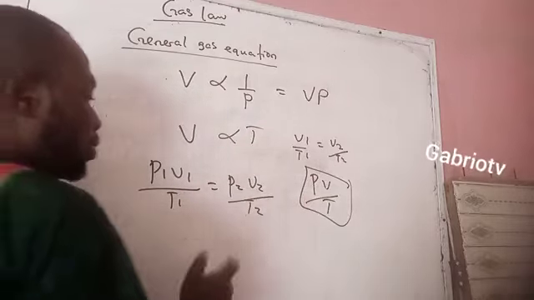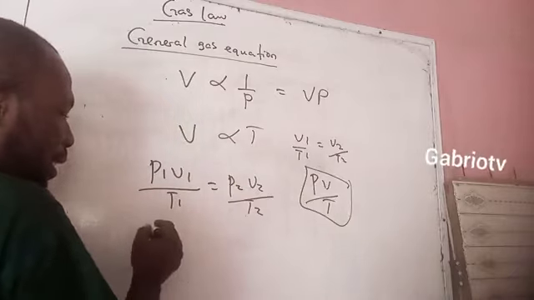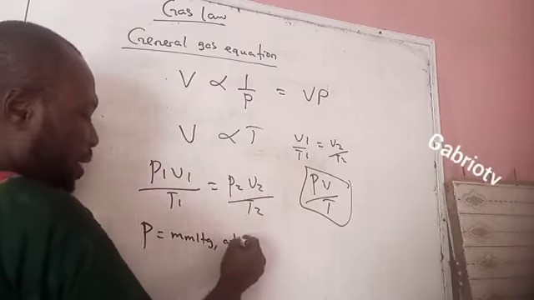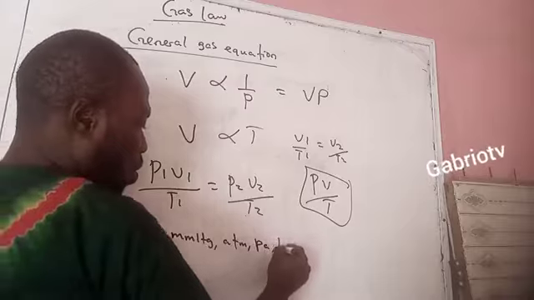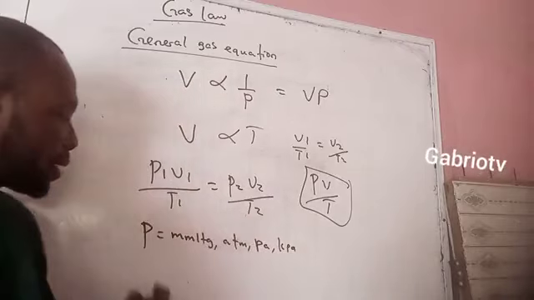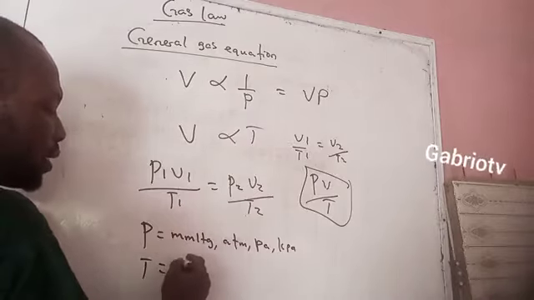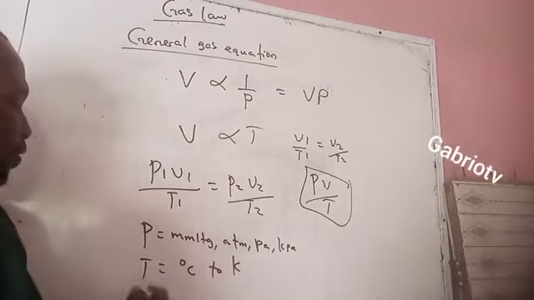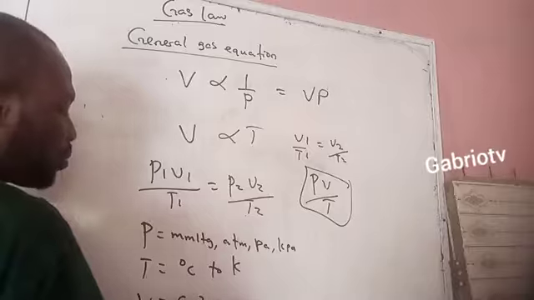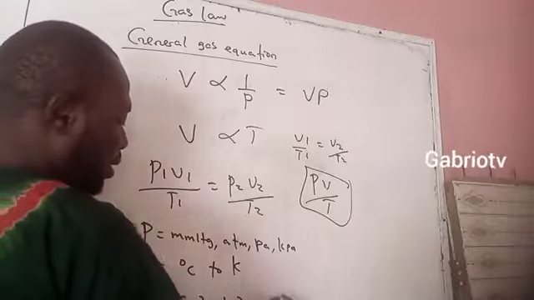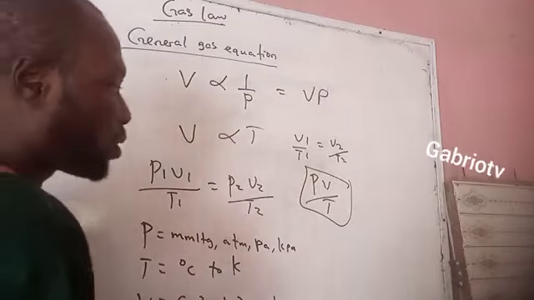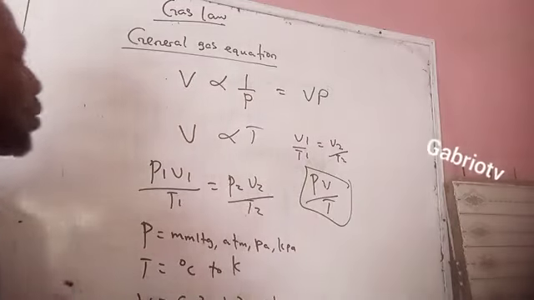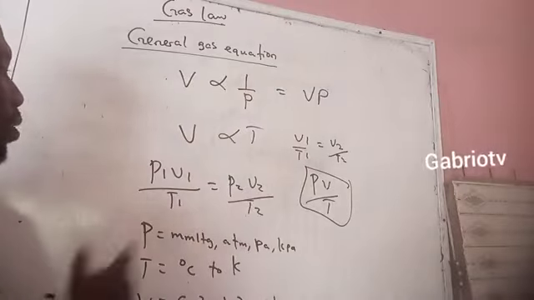You understand? Then mind you, don't forget that pressure is always in millimeter mercury, atm, pascal, or kilopascal. Then temperature is usually in degrees Celsius, converted to Kelvin. And the volume is usually in cm cube, dm cube, or liter. So these are the things you have to consider with the general gas equation. It is very, very simple because it's a combination of both laws.